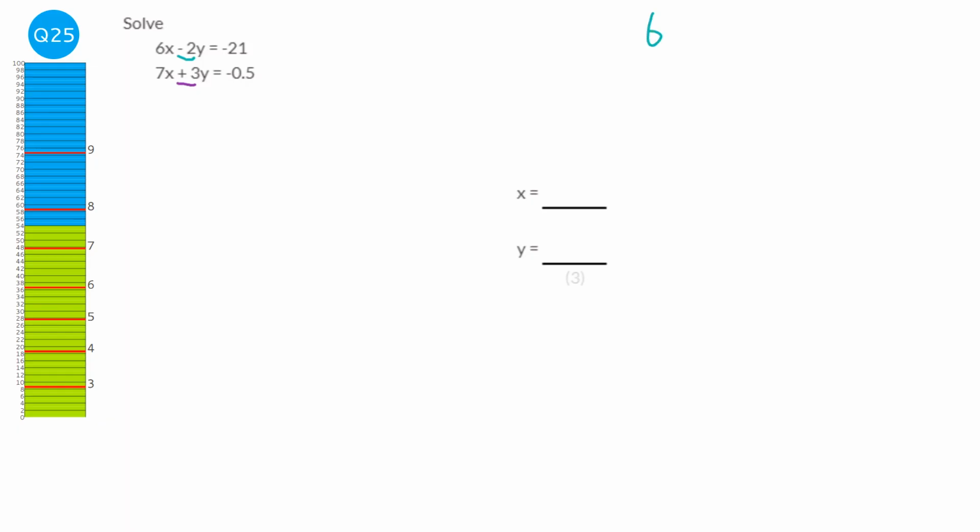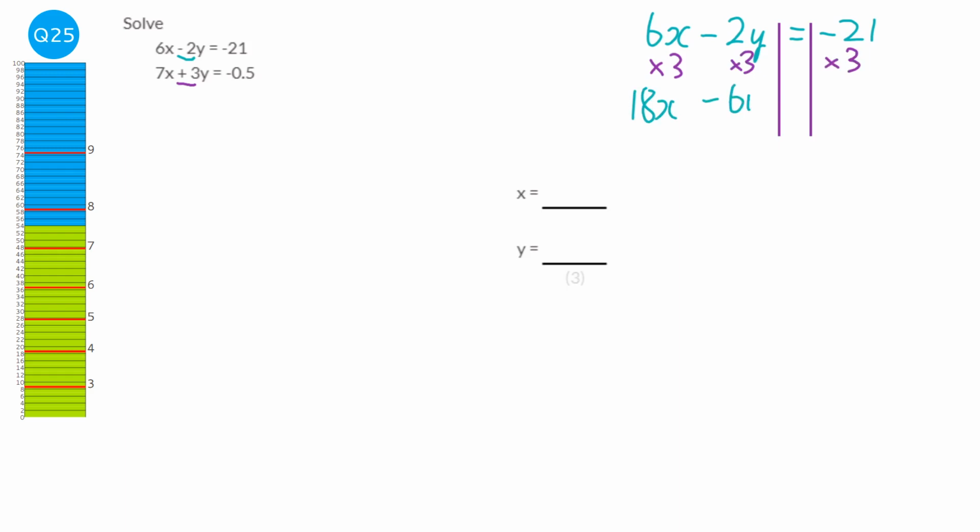So we're going to do 6x and -2y equals -21. And we're just going to multiply everything by 3 to make the coefficient of the y's the same. Times them all by 3. And we get 18x minus 6y, which is good, so that's what we're looking for. And that's going to equal -63.